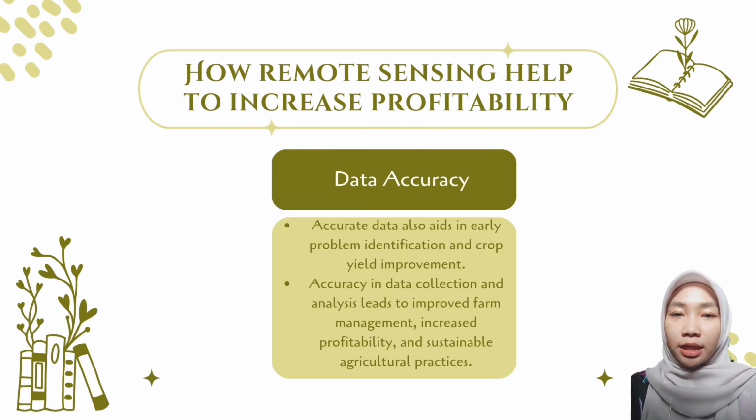And the last one is data accuracy. Accurate data also aids in early problem identification and crop yield improvement. Additionally, precision data enhances the effectiveness of automated farming equipment like GPS-guided tractors and drones. Overall, accuracy in data collection and analysis leads to improved farm management, increased profitability, and sustainable agricultural practices.